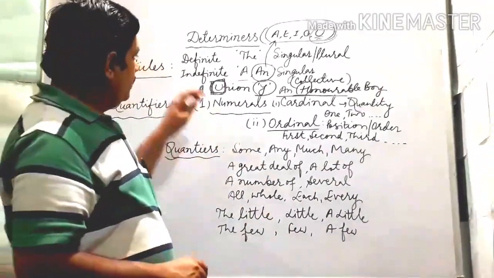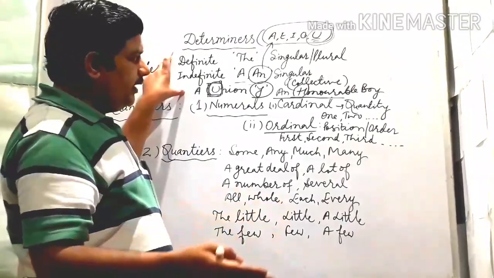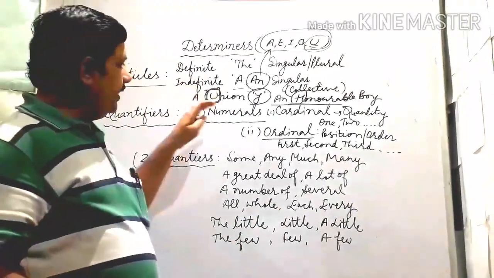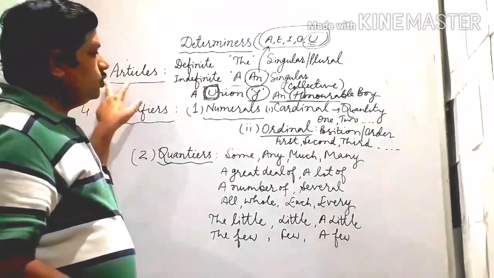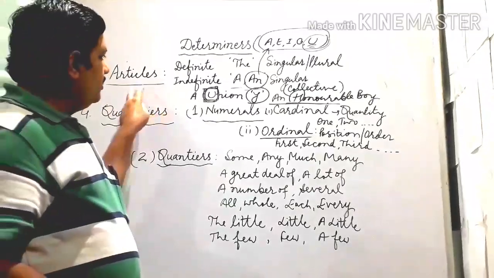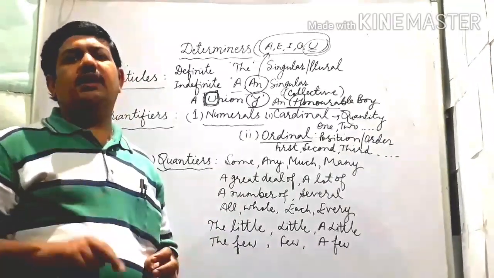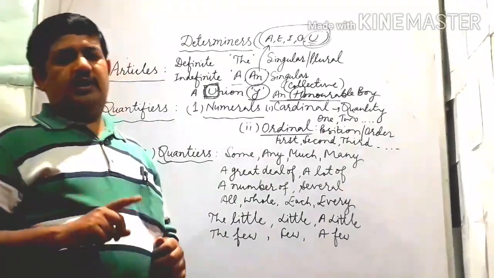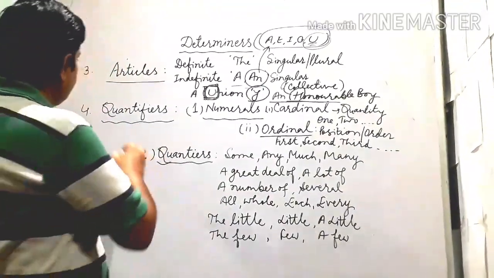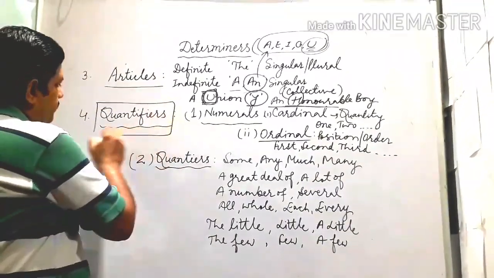Clear? In the next video, I will be telling you in detail all the uses of articles and which are the situations where we don't use any article. That is omission of article. Okay. So next is quantifiers.